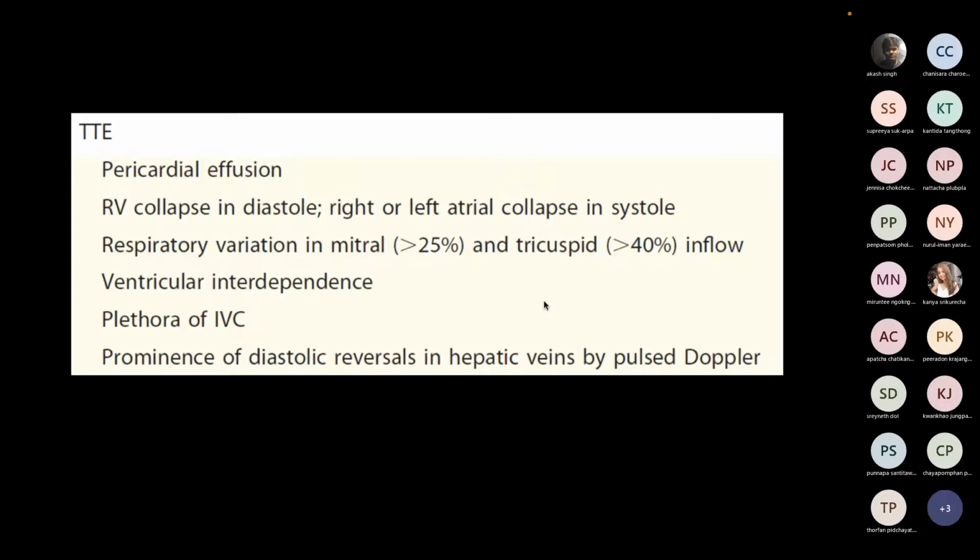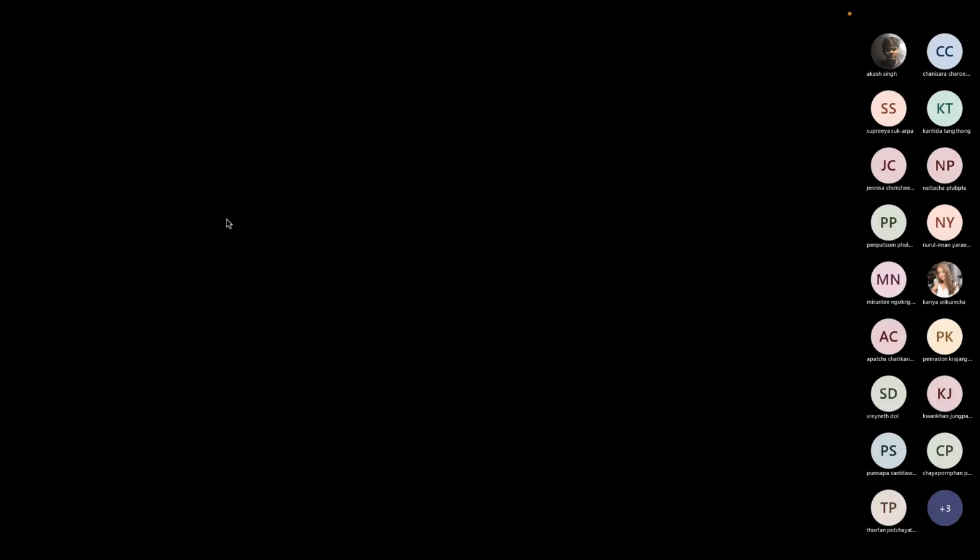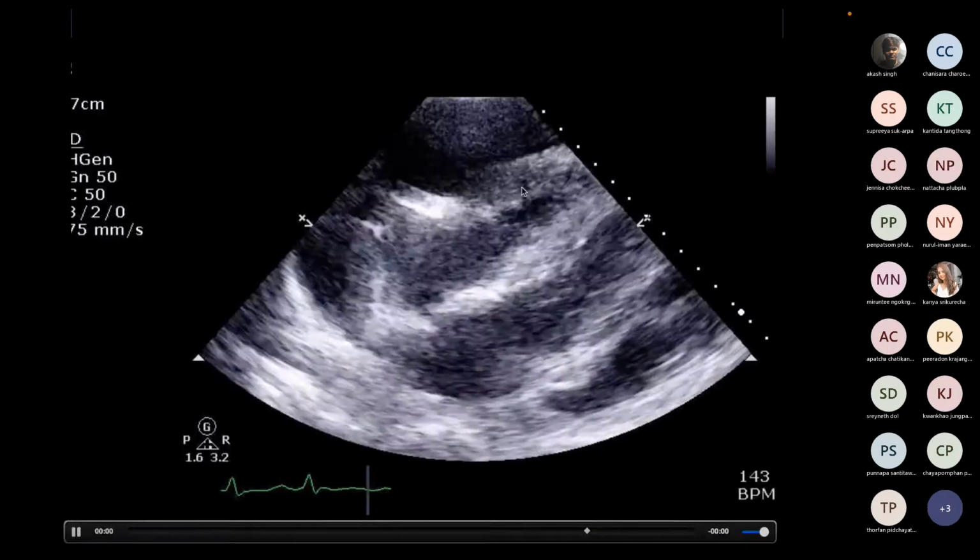But to consider it tamponade, we need to look at when and where the RV collapse as well. So the RV should collapse in diastole and right or left atrium collapse during systole. This is because during the diastole, that's when the heart filled up, right? So that's when the pressure is highest in the RV. If the pressure in the RV is at its highest and the RV is still able to be collapsed by the pericardial fluid, then it means that pericardial fluid is just too much. So now it's at the tamponade level now. Like that.